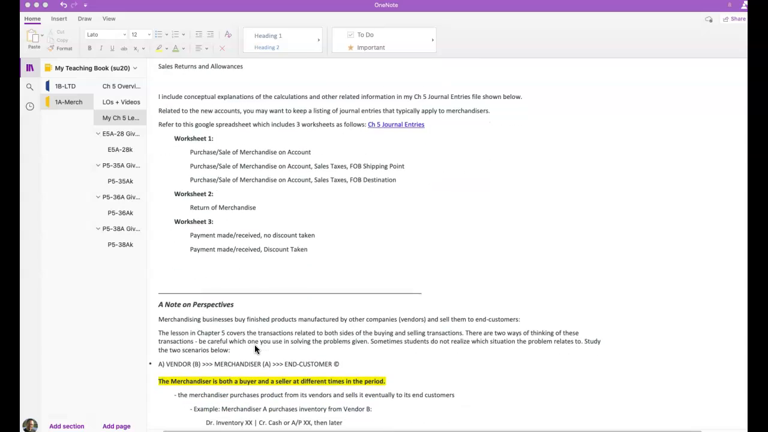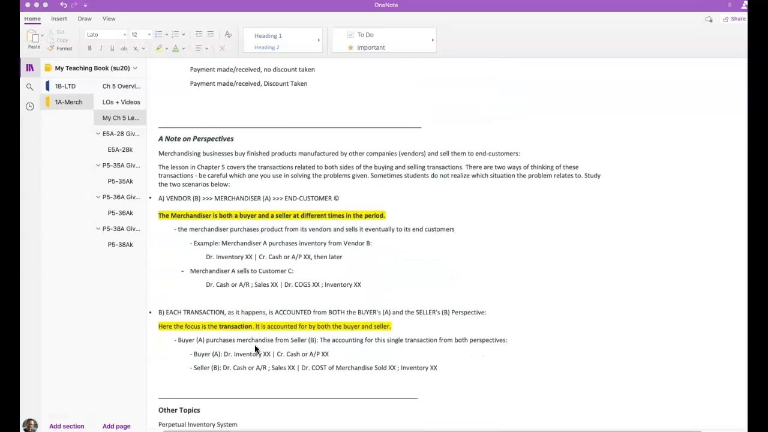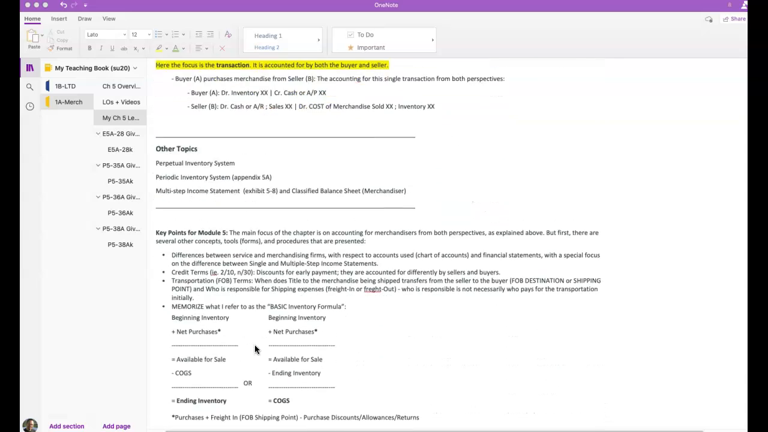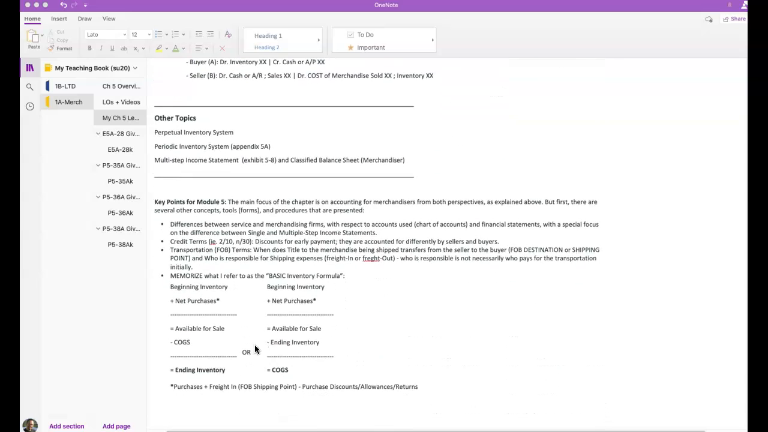My lecture notes also include some other information, including key points, Excel templates, and answer keys. You can find these additional resources in the chapter lesson and homework review pages in each module.